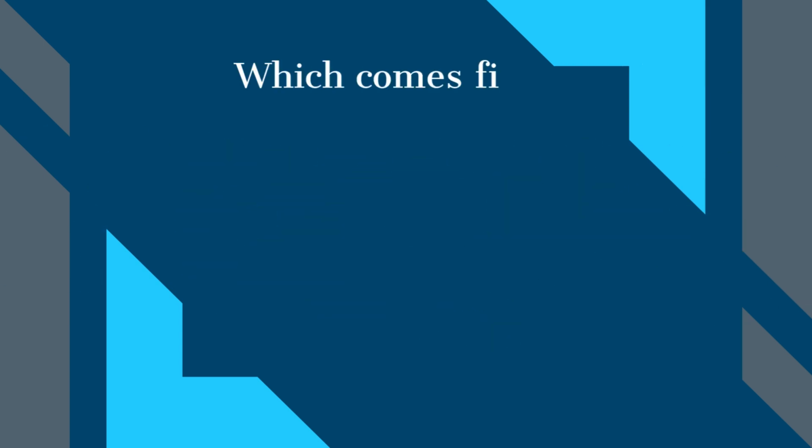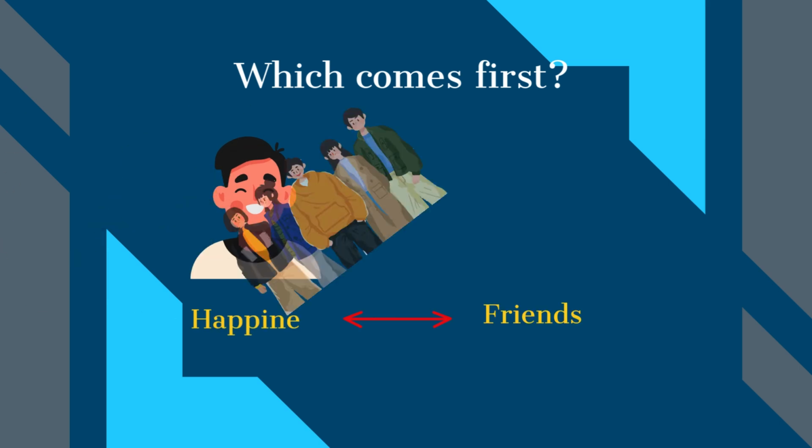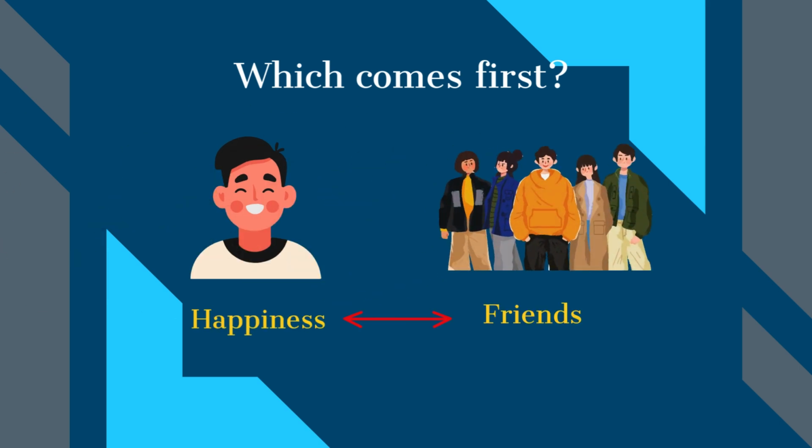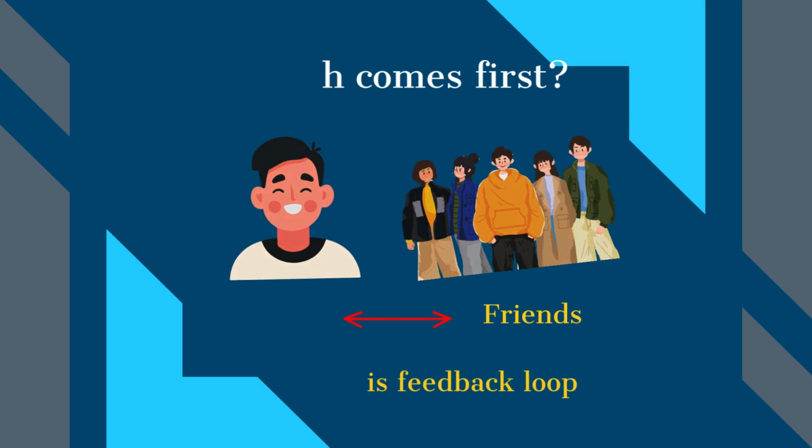Similarly, if you find a correlation between happiness and having many friends, does having many friends cause happiness, or does being happy cause people to attract more friends? It is likely a complex interplay, but it is crucial to consider the direction of influence.